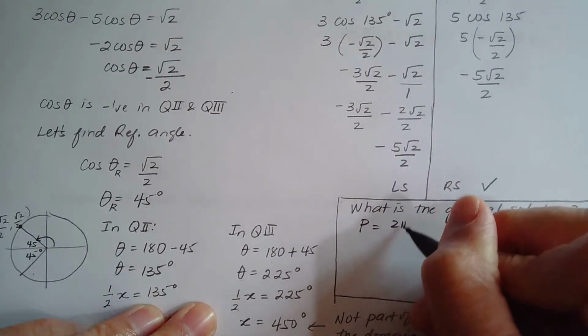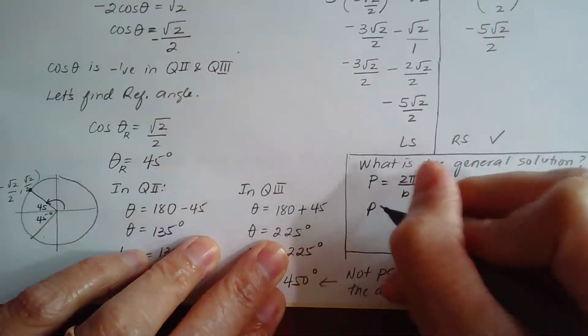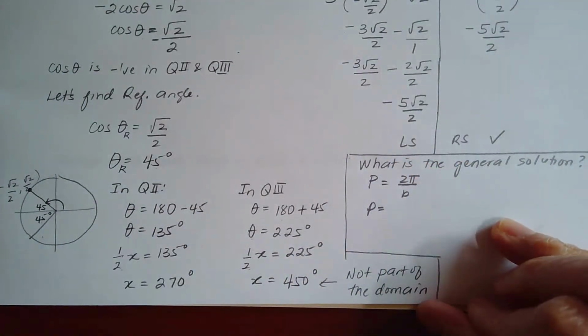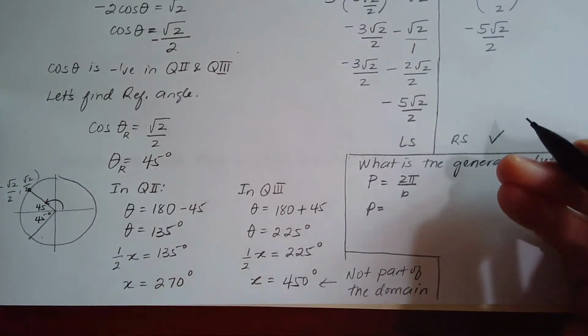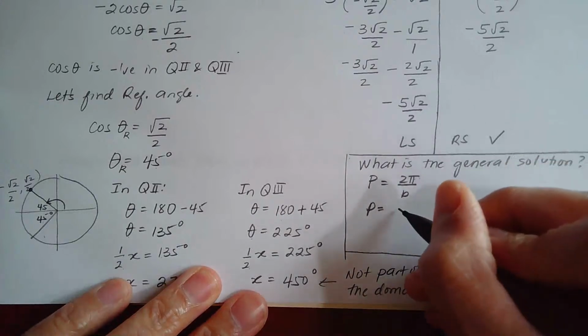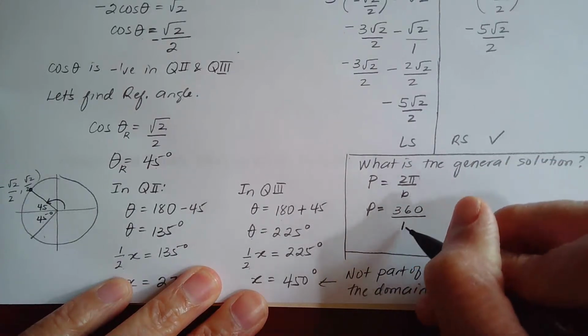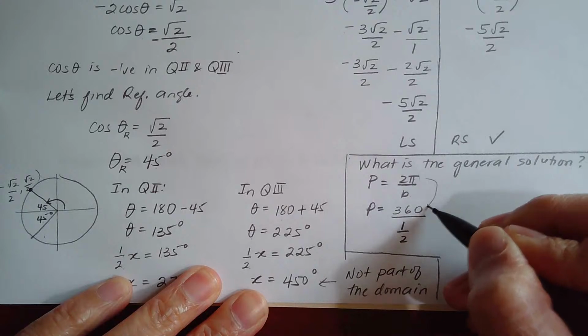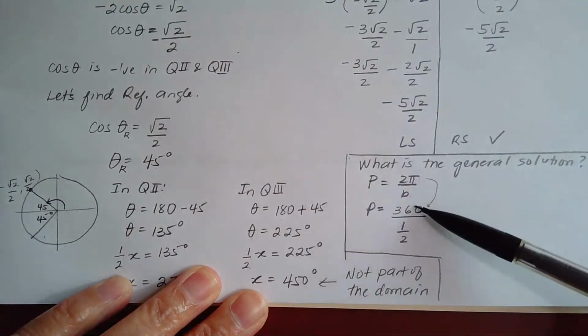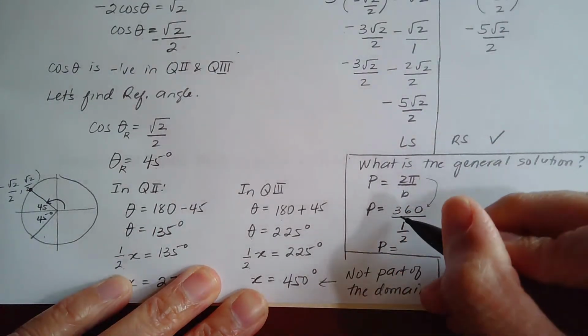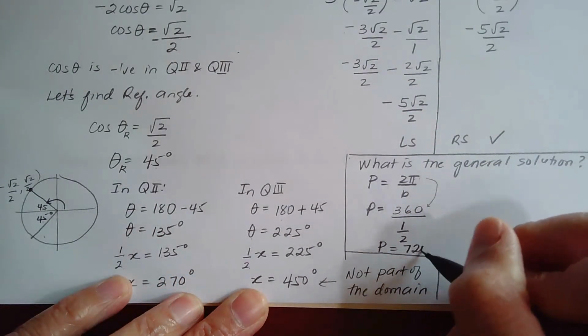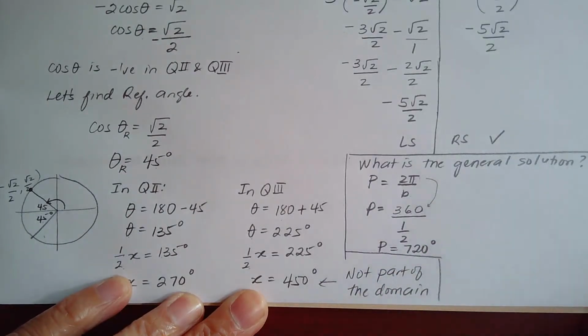Well, what's a period? Period is going to be 2 pi over b. Now, if this is a function, your b value is 1/2. So the period is 2 pi over 1/2. Now, I'm operating here with 2 pi, that's going to be 360 over 1/2. Just remember that this is an angle in degrees, not radians. So therefore, period is going to be every 720 degrees.